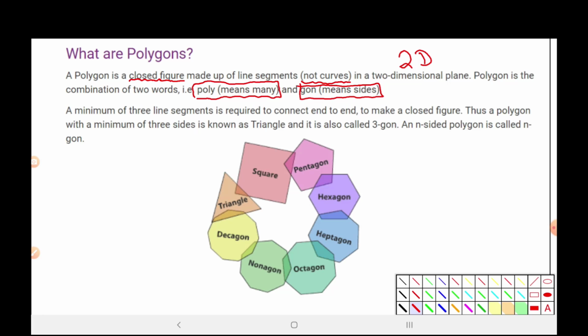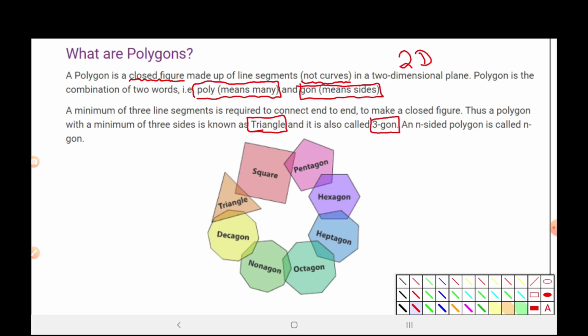It takes a minimum of 3 line segments connected end to end to make a closed figure. Thus, a polygon with a minimum of 3 sides is known as a triangle and is also called a three-gon. So that's pretty interesting. A triangle has 3 sides and we can call it a three-gon. Remember, gon means sides, so that's like saying 3 sides.